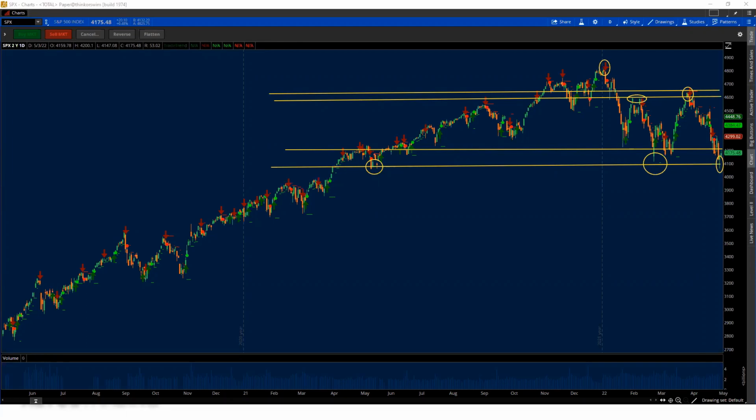So you'll see here that over the course of the past year or so there was support there that has turned into resistance. If we can break and sustain a break above 4,200, that's a win for the bulls. If 4,200 remains a resistance and we move back down into 4,100 or below, then that's a win for the bears.